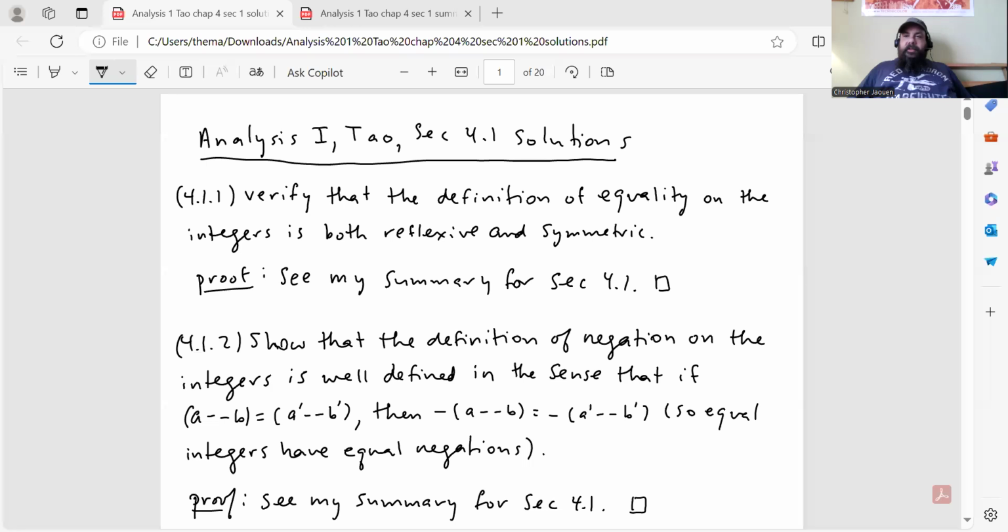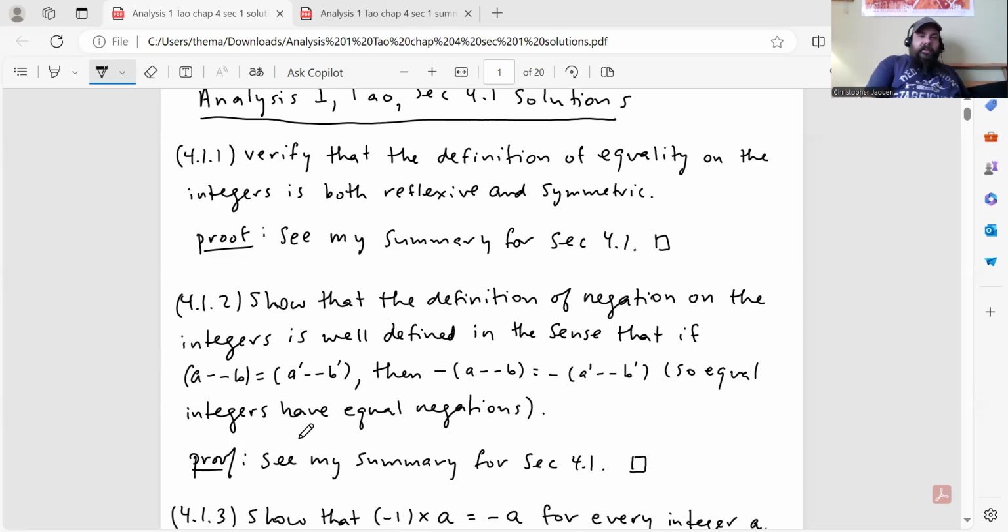Okay, so here's my solutions to the exercise set. The first two questions we actually already did. I already did the solutions for them in the summary, so I didn't write the solution over again here. Question 4.1.1 says verify that the definition of equality on the integers is both reflexive and symmetric. And again, you could just see the video that I posted yesterday for the summary for section 4.1 because I did it there, as well as the proof that it's transitive.